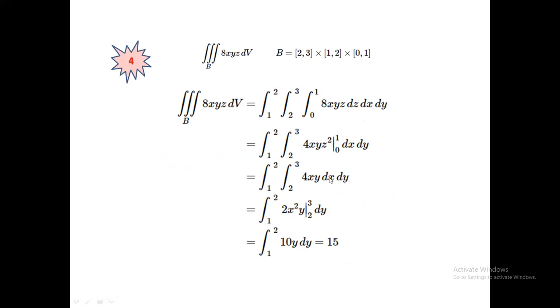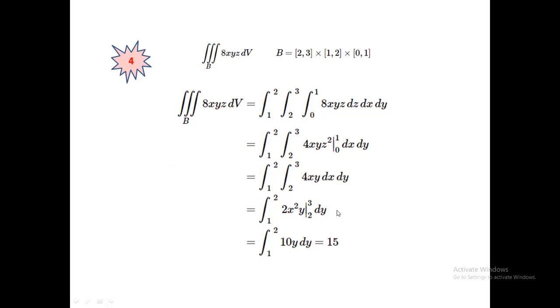So dx, that would be 2x squared y. 2x squared y is a constant. Limits is 2 to 3. Substituting x, that would be 2x squared. So that would be 2 times 3 raised to 2, that would be 9, 18 times y. And then you substitute this 2 as well. So this is your corresponding answer.